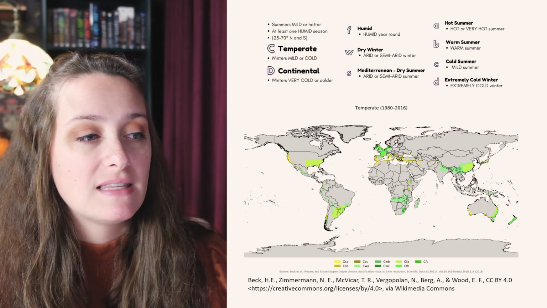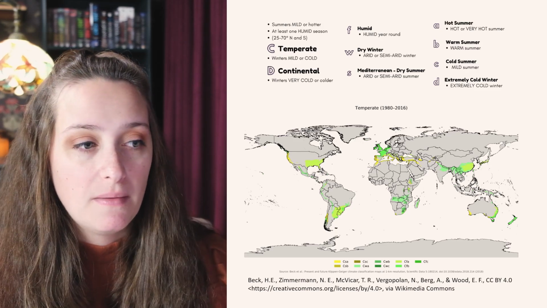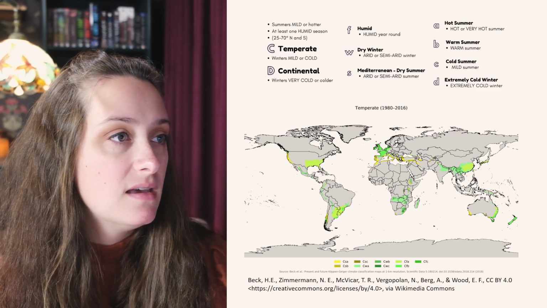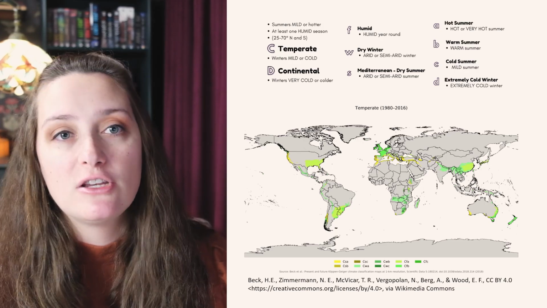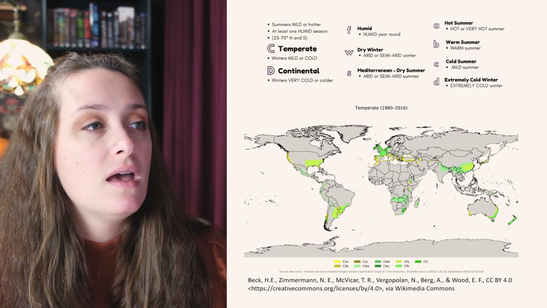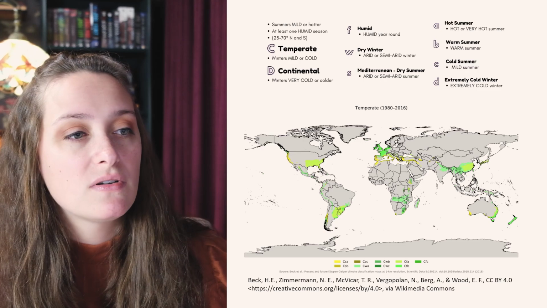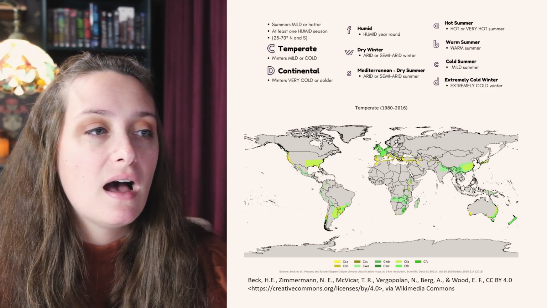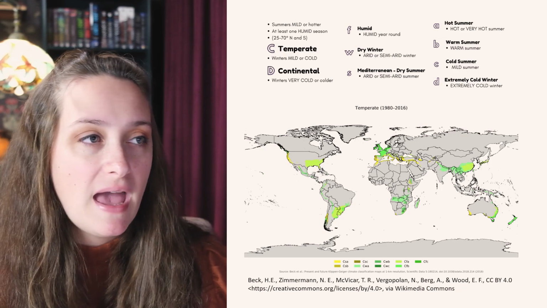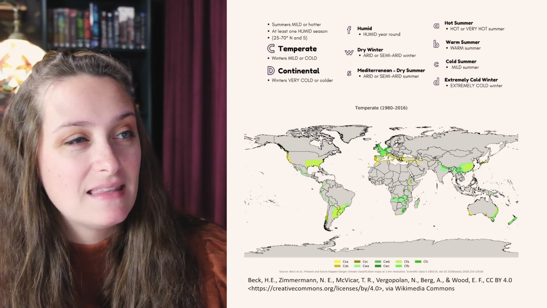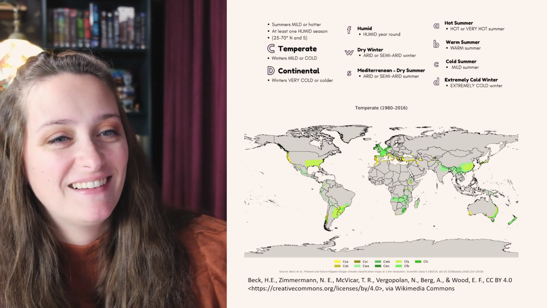You can see on this map here, it's actually marked all the different classifications, so you can see all the temperate ones. The next map has all the continental ones, but these are the temperate ones, so you can sort of see the areas that they're in.